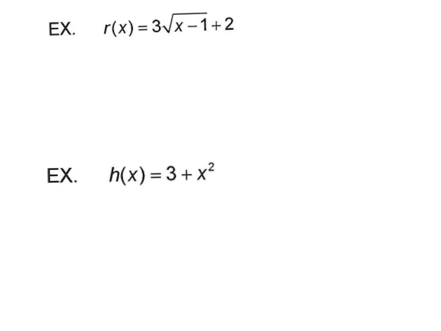R of x equals 3 times the square root of x minus 1 plus 2. So the 3 on the outside would be a, b is 1, c is 1, d is 2. A is bigger than 1, so that is a vertical stretch of 3. You have to write all of these things. B is 1. 1s don't do anything as far as stretching and shrinking.